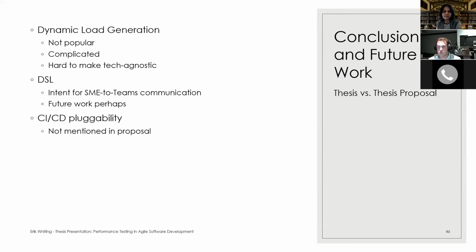And here are some of the differences between the thesis proposal that I wrote and submitted a year ago and the actual thesis now. In the thesis proposal, I talked about dynamic load generation. It just ended up not being part of the thesis because it wasn't in the literature. It was really complicated, and it would have been hard to make tech agnostic because a lot of the dynamic generation papers were based on reading through logs, and different systems are going to log different ways. So IIS is going to log differently than Apache, Windows Server is going to log differently than Linux. So it would have been really hard to make tech agnostic.